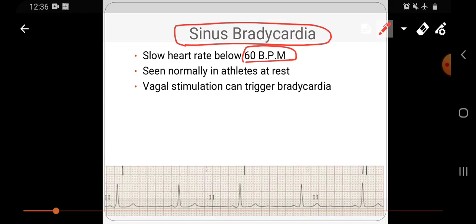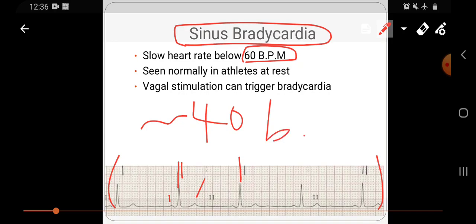Now, if you look at this ECG strip, everything looks normal again. There is a P wave, QRS complex, T wave. Everything looks normal, but if you calculate the heart rate, if you take the distance between two R waves, it's going to be almost around 40 beats per minute in this strip, which is obviously low. Now, since everything else here is normal, then this is sinus bradycardia.